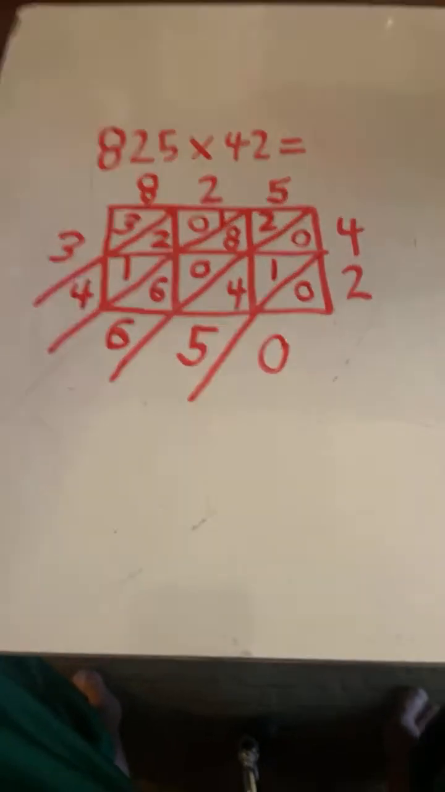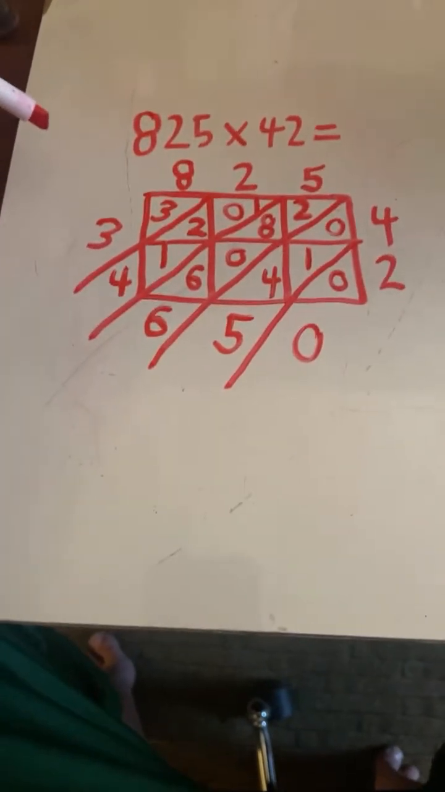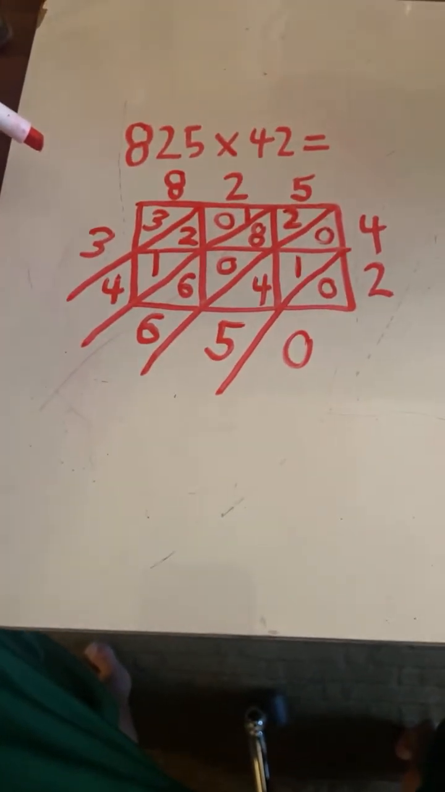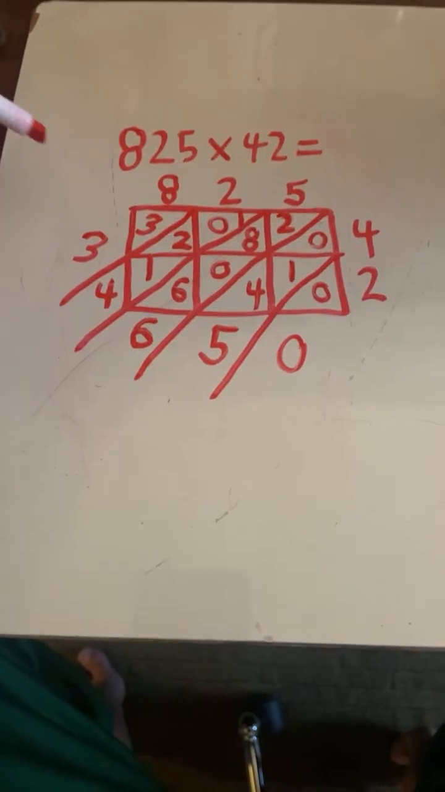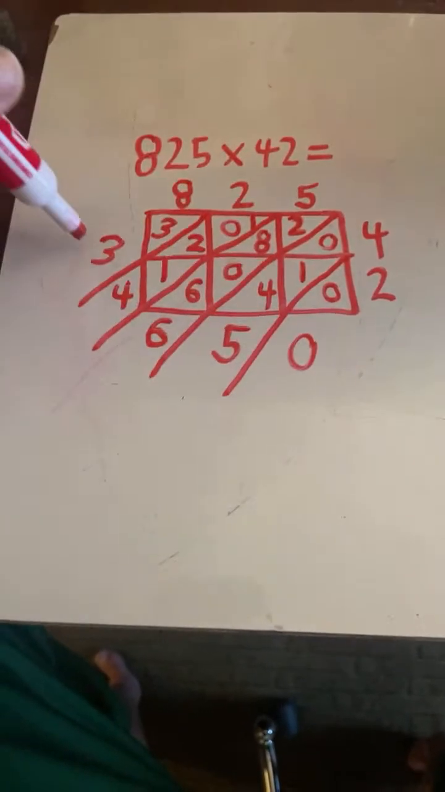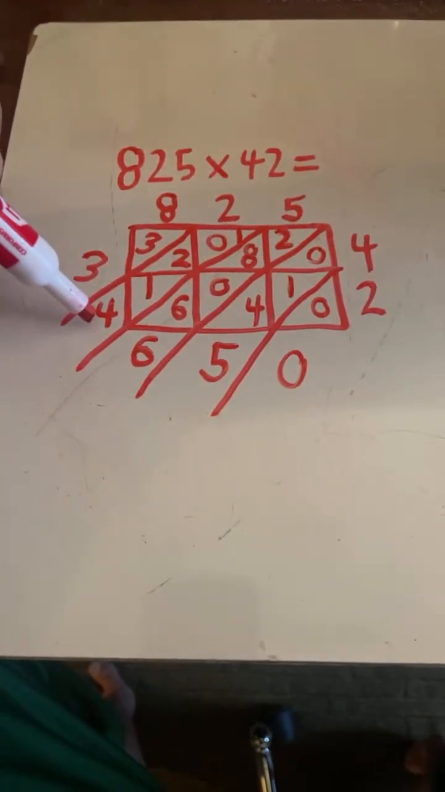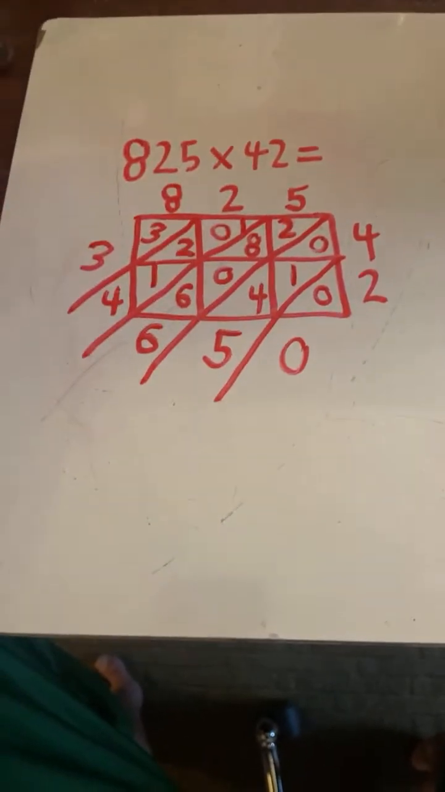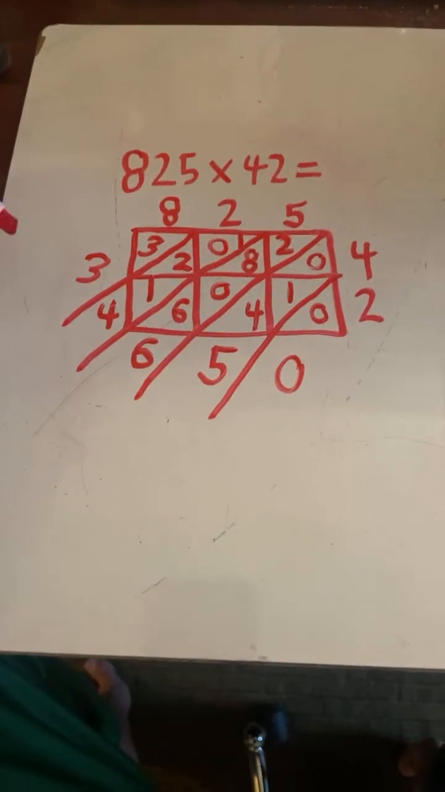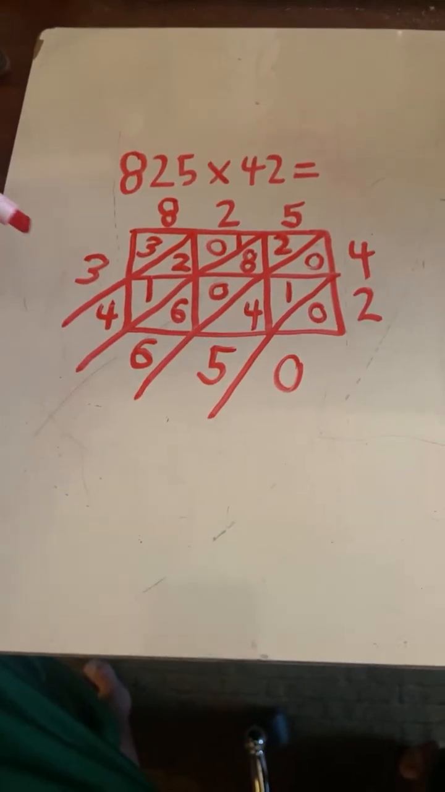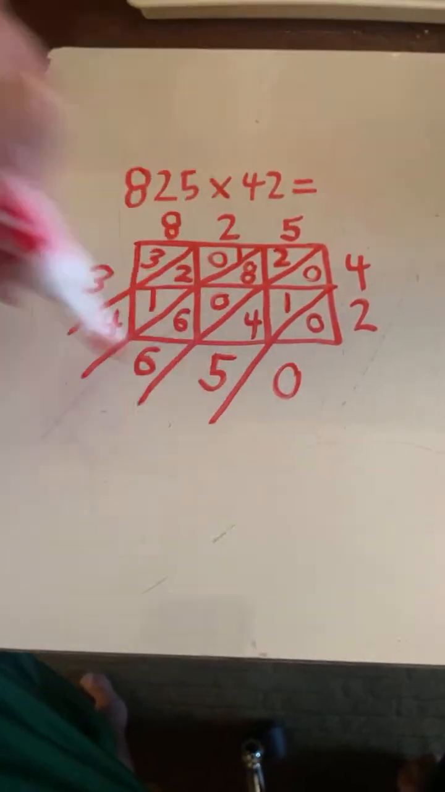Now we have our answer, we have the number that 825 times 42 equals, and we're going to read it from left to right. Just reading it from left to right, reading the digits. So 34,650 is our answer. 825 times 42 equals 34,650.